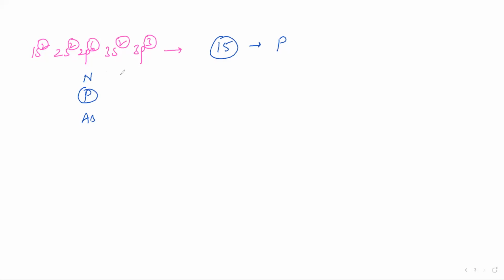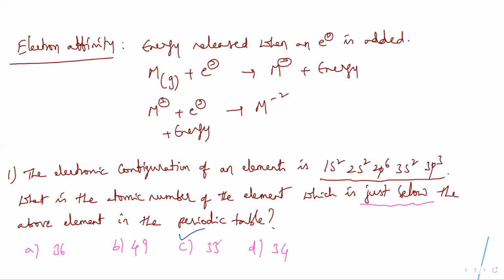7. Next, phosphorus. This is the sequence, plus 8, 15. Next, arsenic, plus 18. What? 15 plus 18? 33. So that is the atomic number of the element just below the given element, phosphorus. So which option will you take here? Option 3, that is 33. What is the 33rd element in the periodic table? Arsenic. Did you understand how to solve these types of questions?